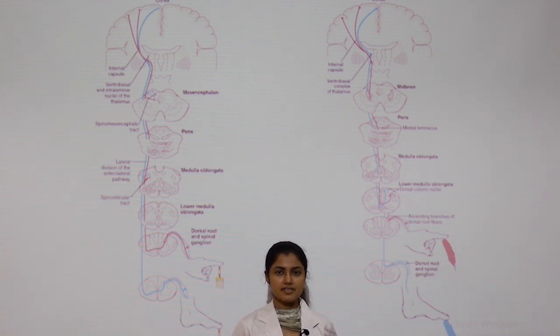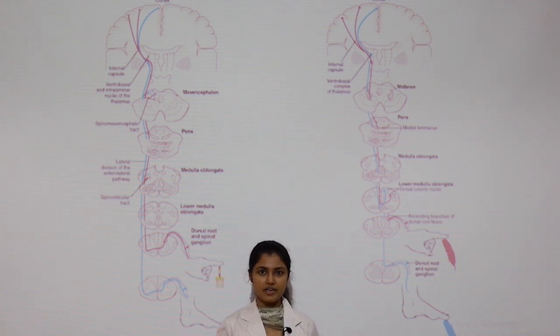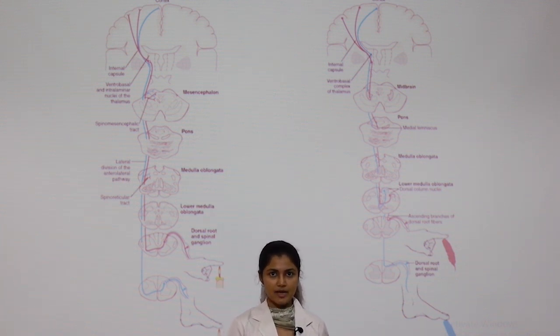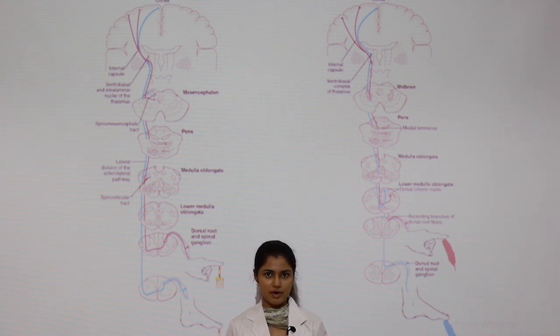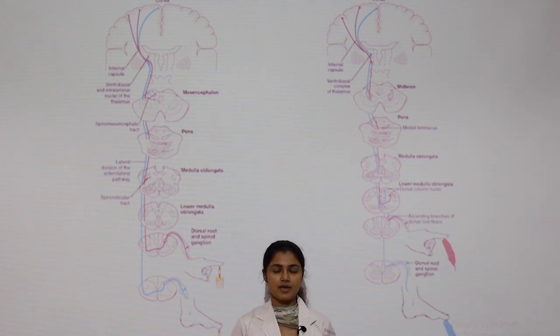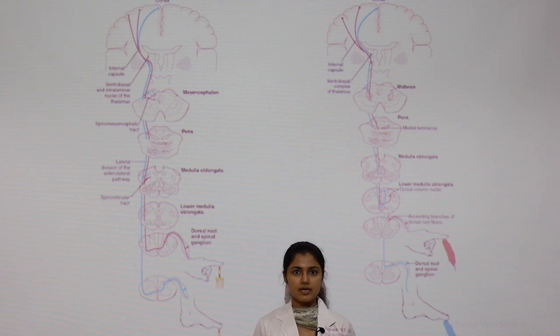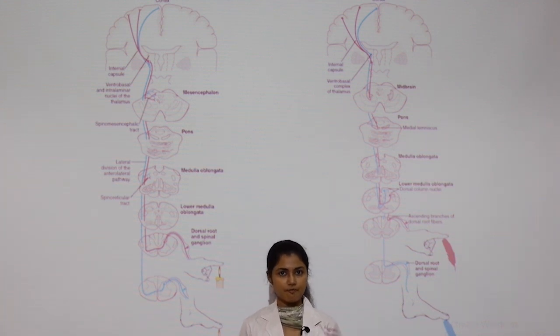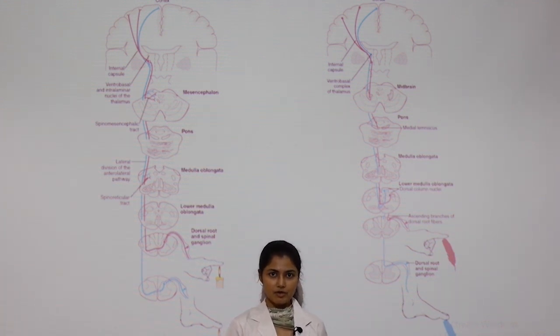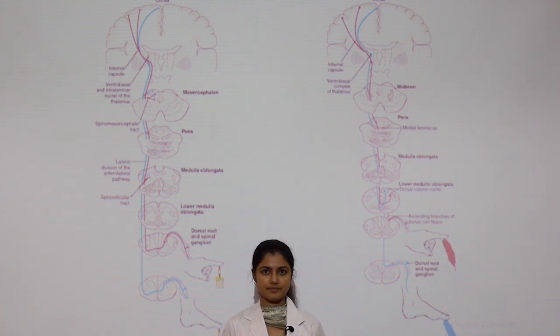The dorsal column tract is otherwise called the posterior column tract. The spinothalamic tract is again divided into the anterior or ventral spinothalamic tract, and the second one is the lateral spinothalamic tract. The dorsal column tract carries sensations like fine touch, tactile localization, 2-point discrimination, vibration, stereognosis and appreciation of passive movements. The anterior spinothalamic tract carries sensations like crude touch and pressure. The lateral spinothalamic tract carries sensations like pain and temperature.